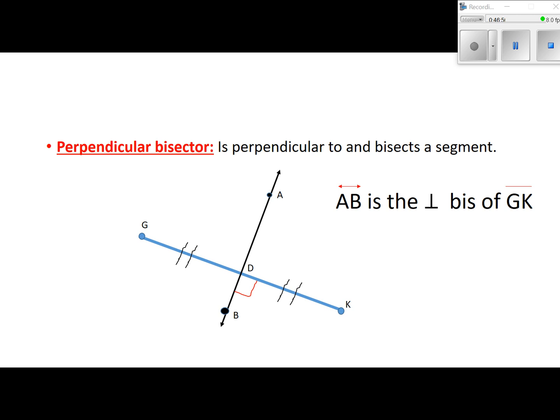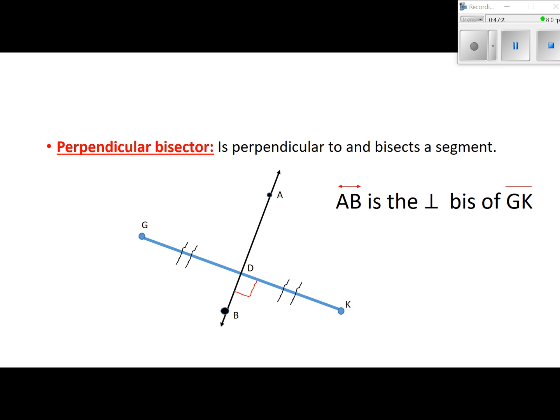So a perpendicular bisector is a line that's perpendicular to a segment and bisects that segment. You might want to stick on there somewhere that this is very important. Because if I can write something this short, where I say AB is a perpendicular bisector of GK, that tells you a whole bunch of information, and I only had to type very few letters. So I like using stuff like that.